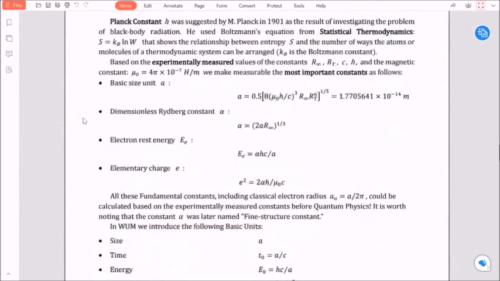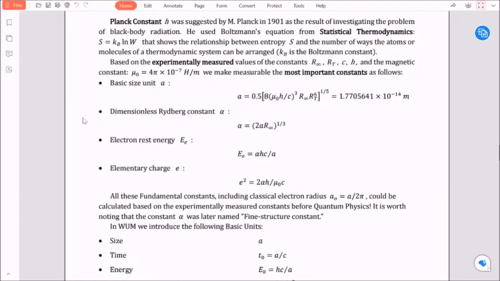Planck constant h was suggested by Max Planck in 1901 as a result of investigating the problem of black body radiation. He used Boltzmann's equation from statistical thermodynamics that shows the relationship between entropy S and the number of ways the atoms or molecules of a thermodynamic system can be arranged. Kb is the Boltzmann constant.